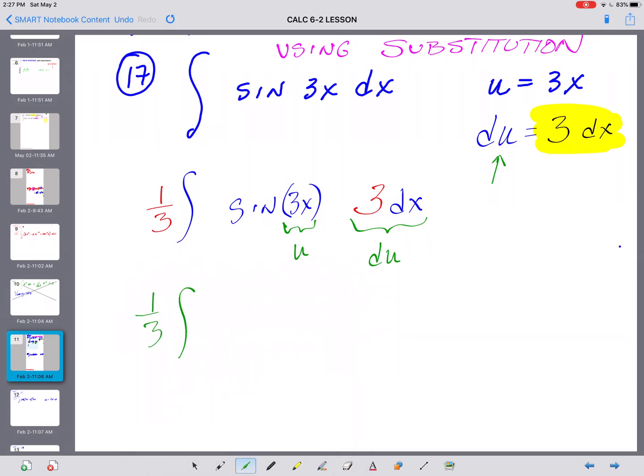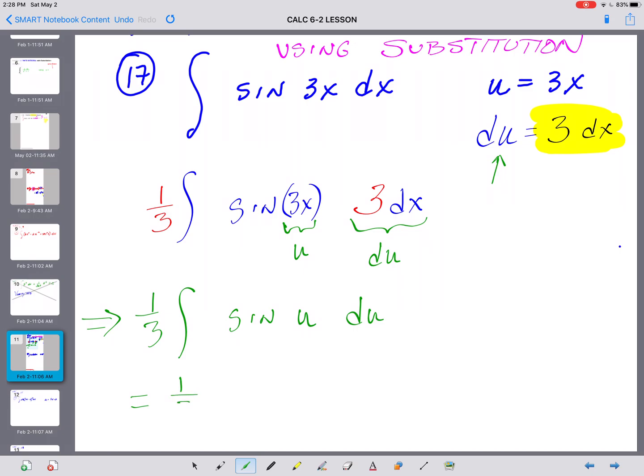1/3 integral of sine of u du. Okay, now take a look. We started with the original integral, and what did we do? We made it simpler. The green one right now is simpler than the one we started. Let's go ahead and do it.